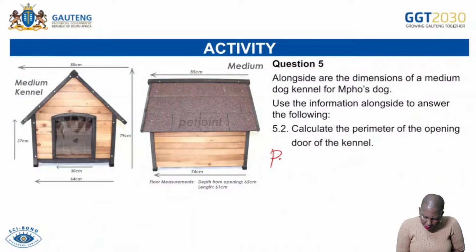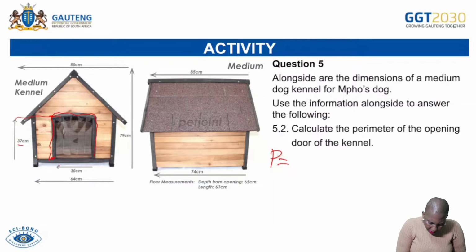This one is so simple. Perimeter of the opening of the kennel, and then they are telling us that here's the opening of the kennel, dog kennel. So meaning it is 30 centimeters. And then here, from here up until here, as you can see, it says it is 37 centimeters. So perimeter, we said we add all the sides.